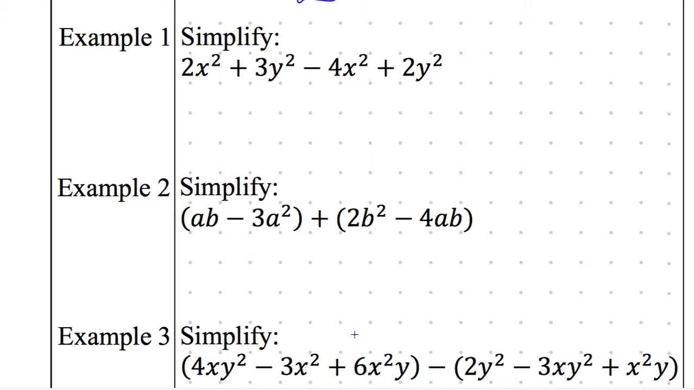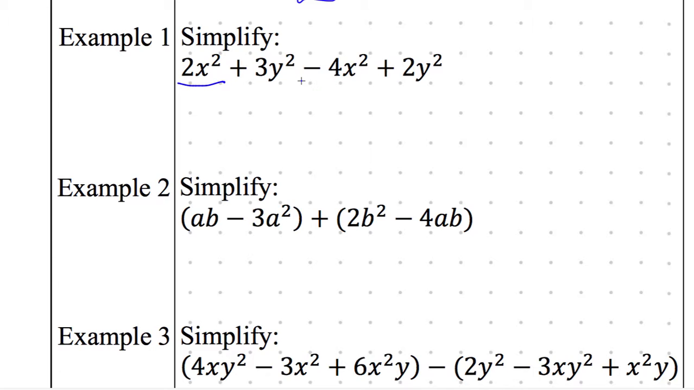Oh man, 2 different letters, 2 different variables. Who wants to take a shot at it? Fernando, go for it. Okay, so you add the like terms? Yep, you're going to add like terms. Which are the like terms? Are 2x squared and 3y squared? They're both squared, right? So those are like terms? No. Oh, darn. 2x squared and negative 4x squared.